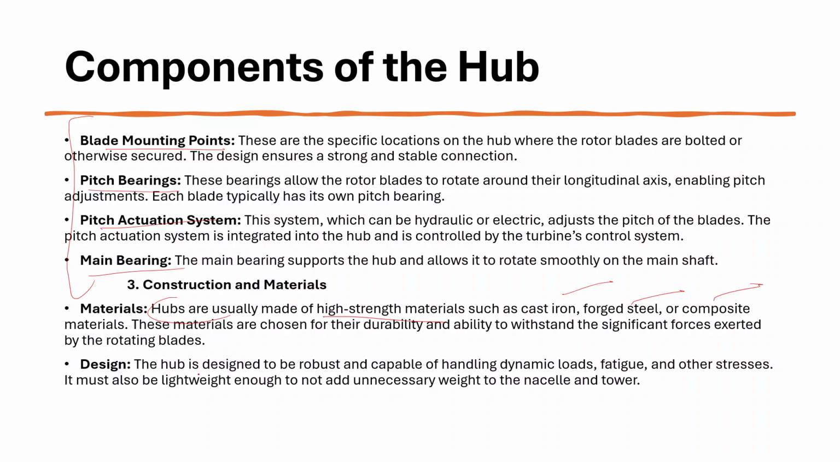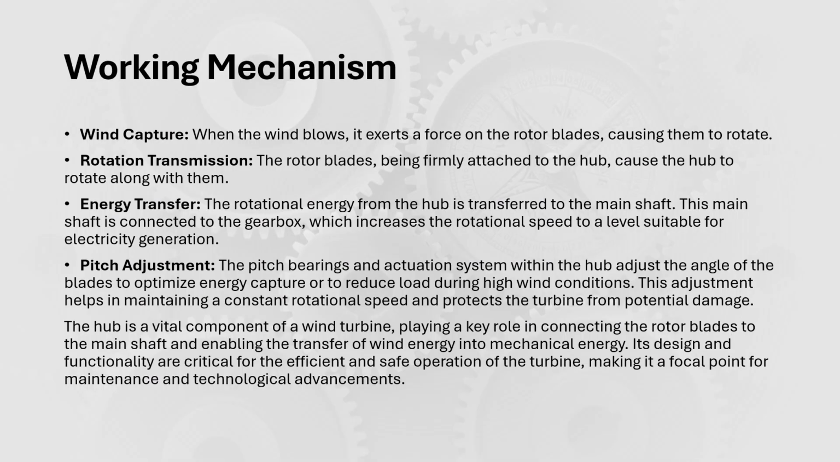Now, the hub is designed to be robust and capable of handling dynamic loads, fatigue, and other stresses. It must also be lightweight so that there is no extra weight on the tower. Now, what happens here is this: when the wind blows, it exerts forces on the blades, causing them to rotate. The rotor blades are attached to the hub and cause the hub to rotate along with them. Then this rotational energy from the hub is transferred to the main shaft, and this main shaft is connected to the gearbox, which increases the rotational speed to a level suitable for electricity generation.